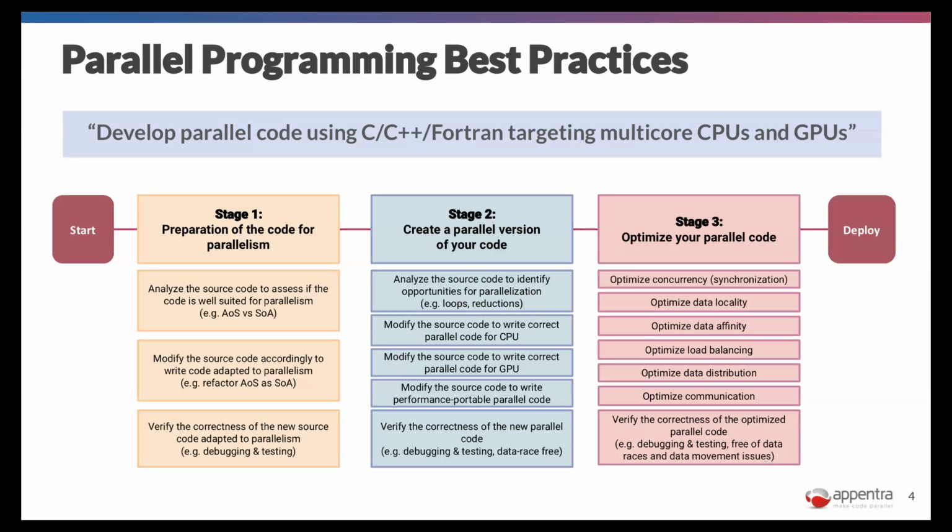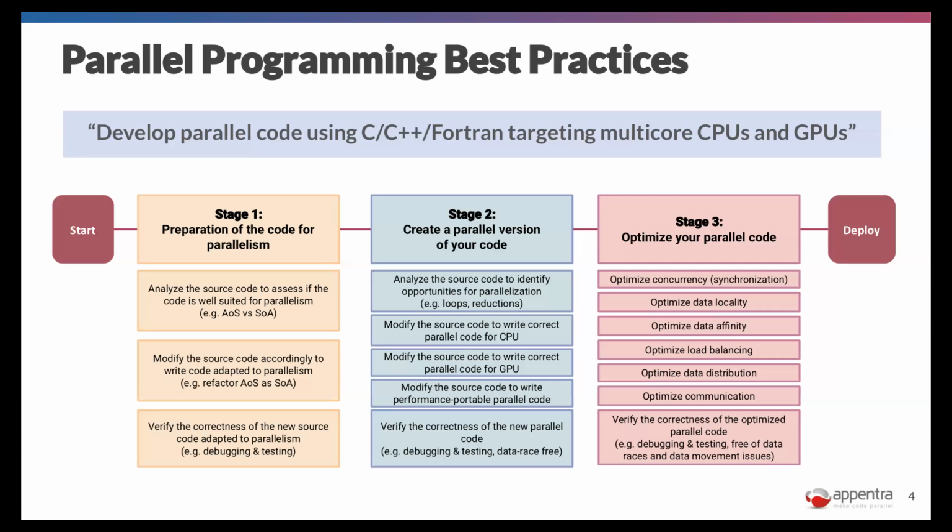So stage number 3 is optimizing your parallel code. And here we can optimize in many different dimensions. Optimize concurrency by reducing synchronization barriers. Remove implicit barriers that are not needed for your code. You can optimize for data locality, typically exploiting row major data accesses in C or column major data accesses in Fortran. Data affinity, load balancing issues with different types of scheduling, static, static with chunk, dynamic, runtime that OpenMP provides. So we can use many different dimensions to optimize the parallel code that we have created.